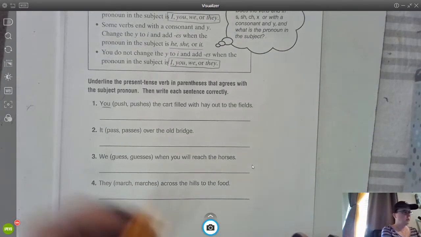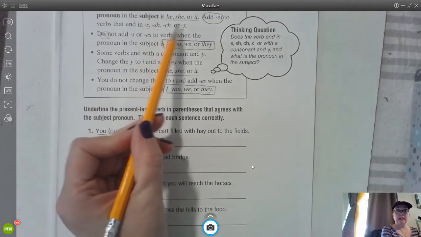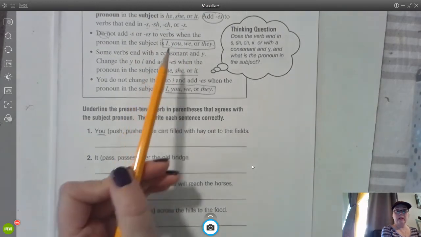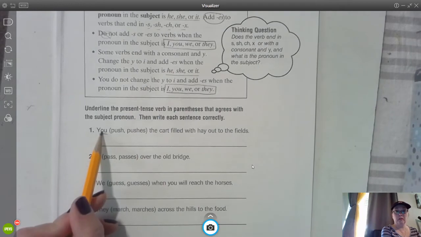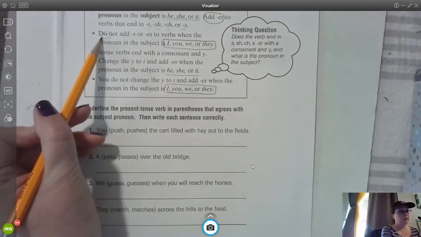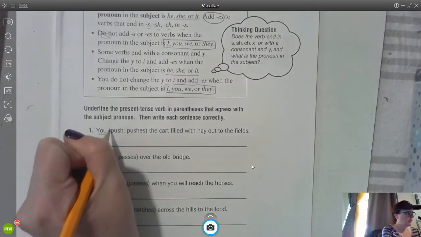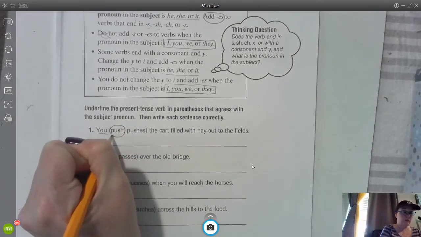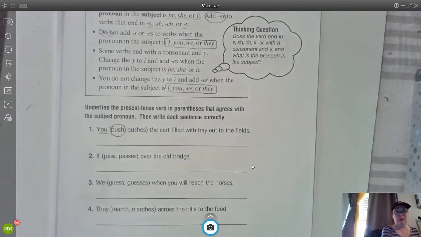I can go back to our list that we just went through. Is it he, she, it? No. Is it I, you, we, or they? You. So this says that we do not add S or ES to the verb. So the correct answer, go ahead and circle it. You can do that with your hand right up in the air. You can go like that. Push. You push the cart filled with hay out to the fields.